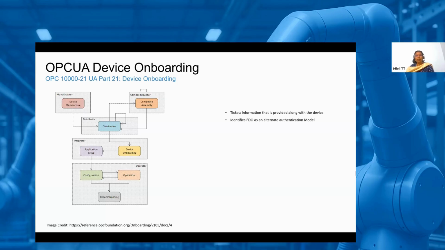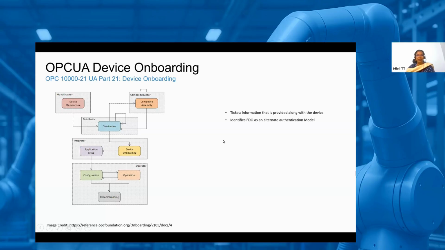And there they are also identifying that FDO can be an alternate authentication model in OPC UA. And they call the document artifact which I was talking about tickets. Tickets usually bind to the receiving network and the individual physical component.